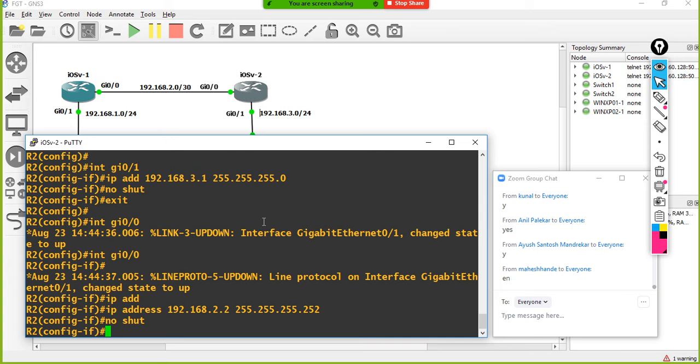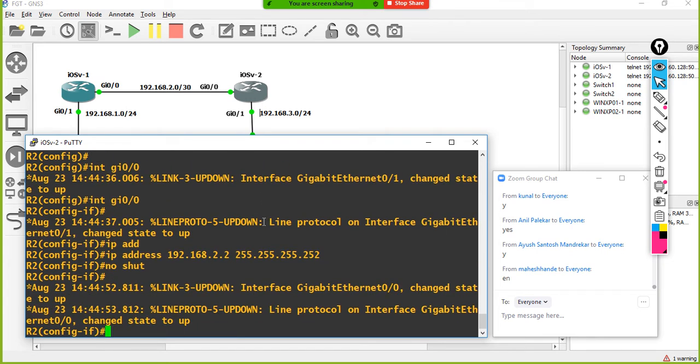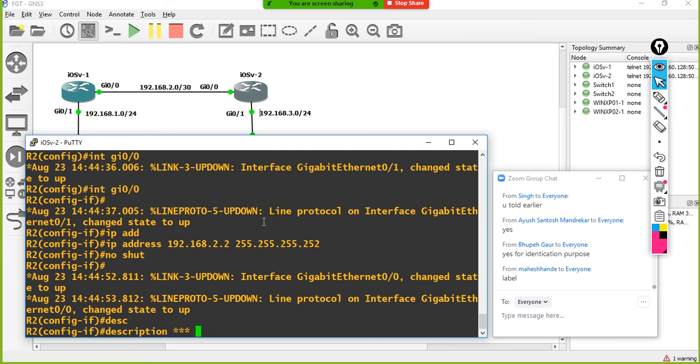Guys, here I just want to tell you one more command that is called description. Did you hear about the description command? Do you know what is description? Anybody know about the description? Sometimes in companies, whenever you configure the interfaces, you need to write the description of that specific interface. It's for identification purposes. That's correct, Bhupesh. If you want to write the description, you can. I am writing here: connected to R1 on gigabit ethernet 0/0. It's like a label.